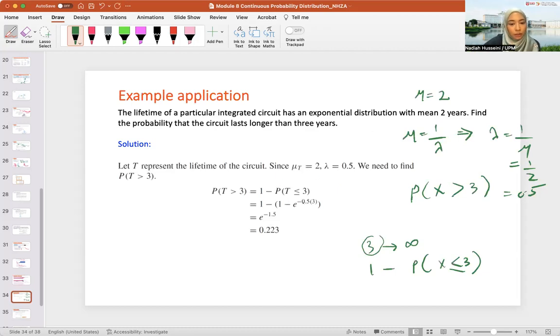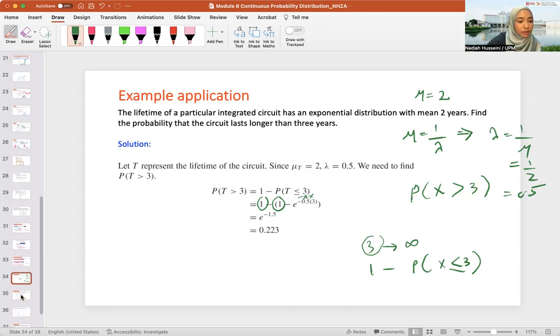1 minus e to the power of minus lambda x. So this is the equation. But since you are subtracting from 1, this one is subtracted with the 1, so you are left with just e to the power of minus 1.5, and just use your calculator. Okay, so this was the first example.